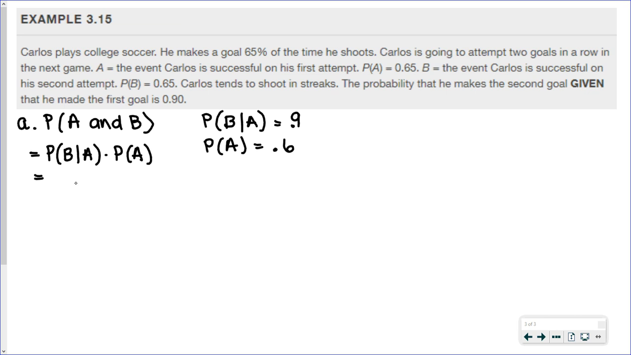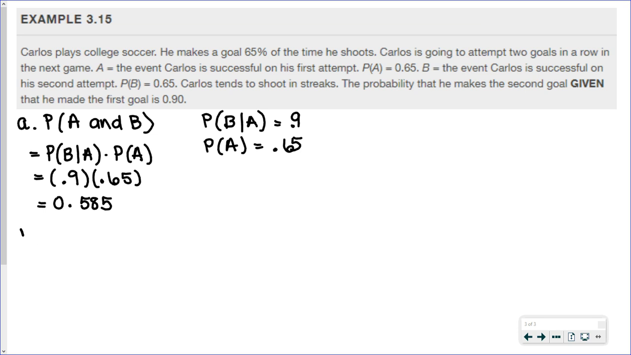So we're going to go ahead and multiply 0.9 times 0.65, which gives us the probability 0.585. This means that Carlos makes his first and second goal with the probability of 0.585, or 58.5%.